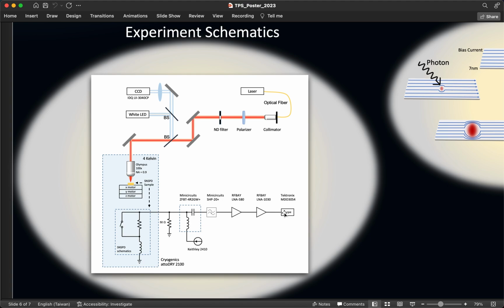So this experiment is very exciting, and hopefully this R&D of the SNSPD will not only shed light on the Annabelle experiment, but also on other quantum information or quantum computational experiments. Thank you.